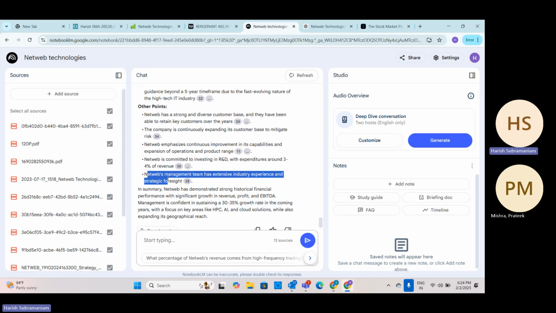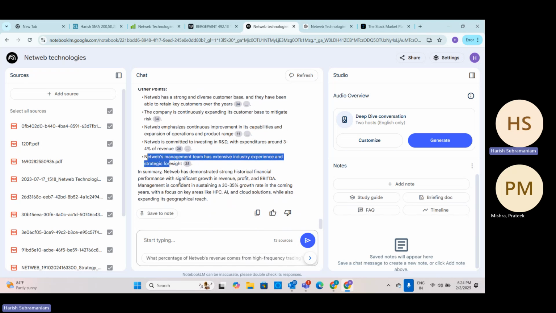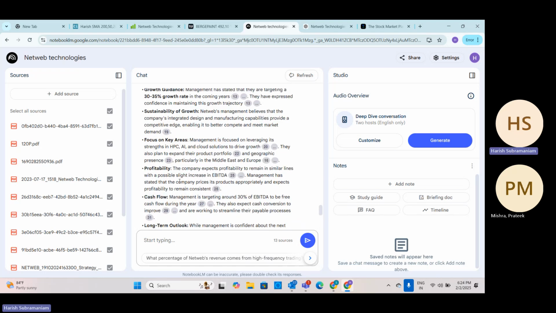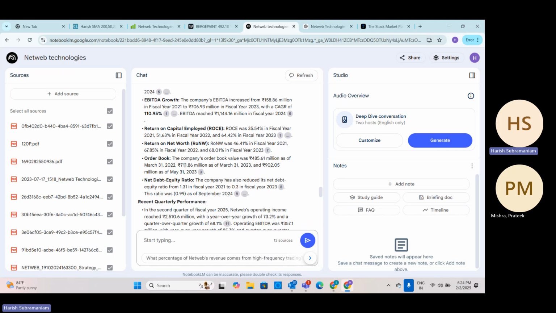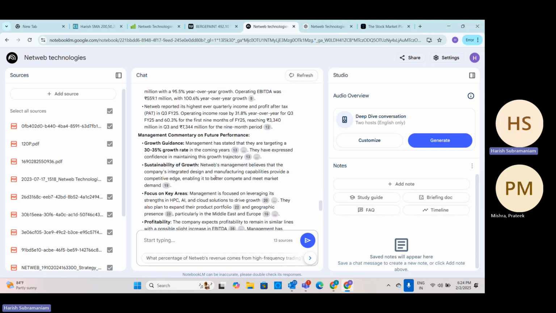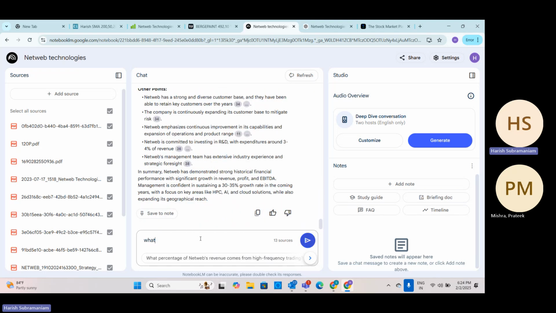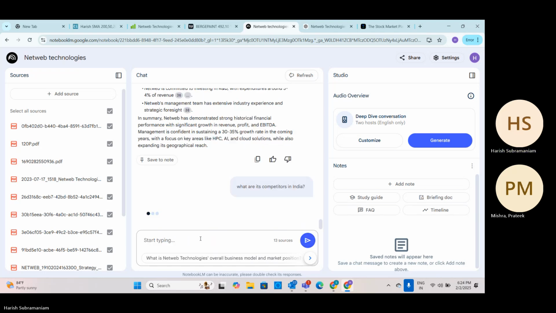And then, okay, this is a generic sentence. We can ignore this. So we get a sense that from a financial performance perspective, the company's past has been good and the company's future is also good. What are its competitors in India?